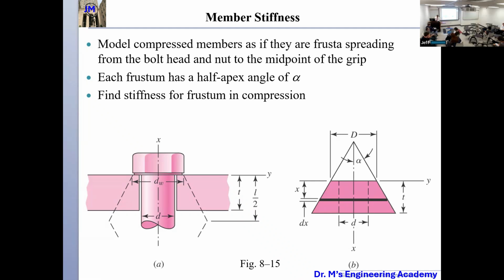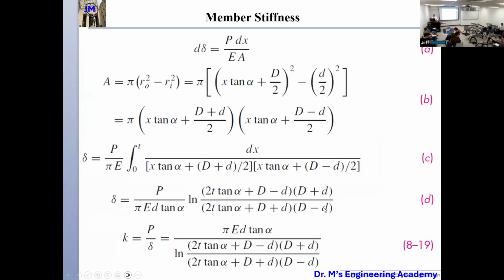Questions regarding this slide? Question regarding this: how can we derive the stiffness of this member? What I want to show you is, suppose from here this is x, and here is dx, and how can we do that? I'm going to show you this derivation.